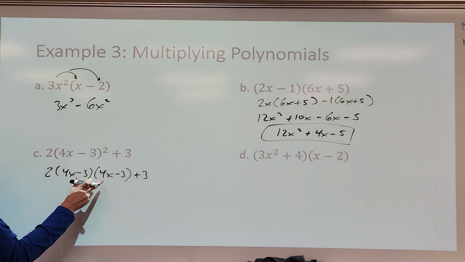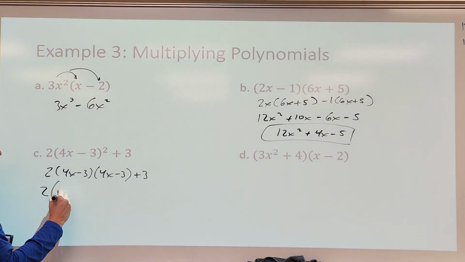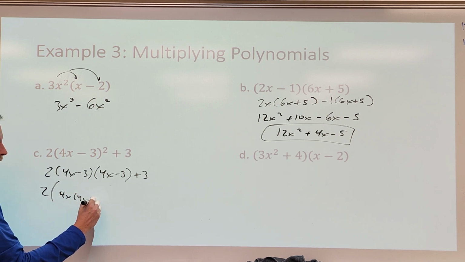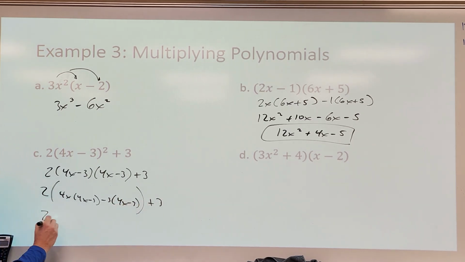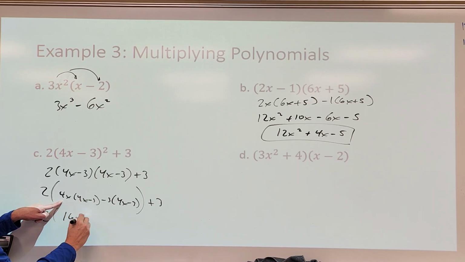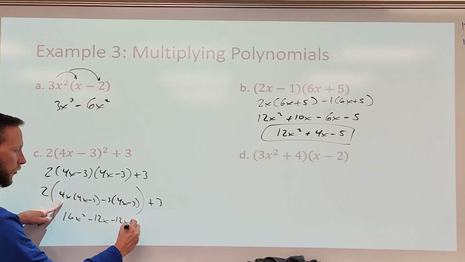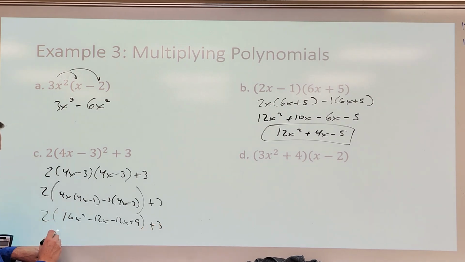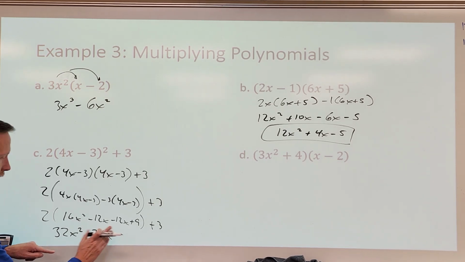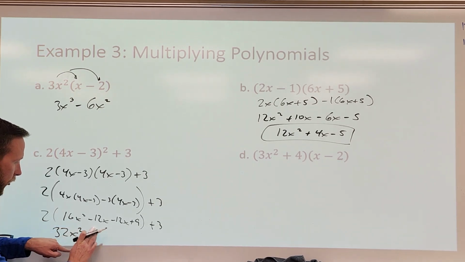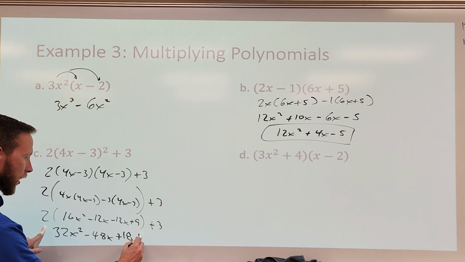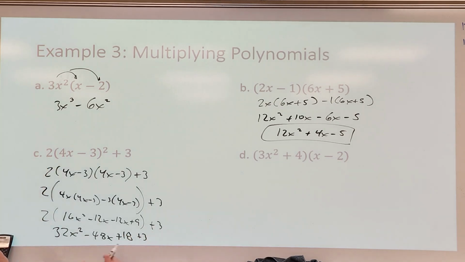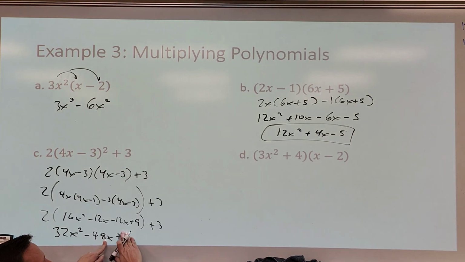Over here, I'm going to multiply these first. I'm going to take 2 times 4x minus 3, times 4x minus 3, and then I'll add 3. So again, 2 times 16x squared, minus 12x and minus 12x and plus 9, and then we're going to add 3. So now I get 32x squared minus 24x's, this is 24x's, and then I have to double it, so minus 48x's. And then plus 18, and then plus 3. So my final answer here is 32x squared minus 48x plus 21.